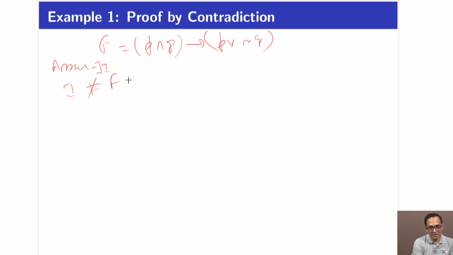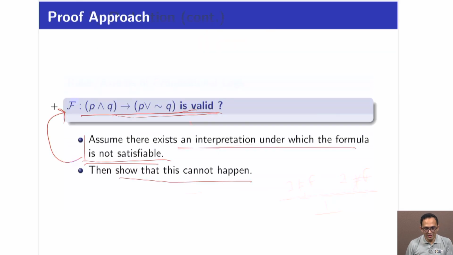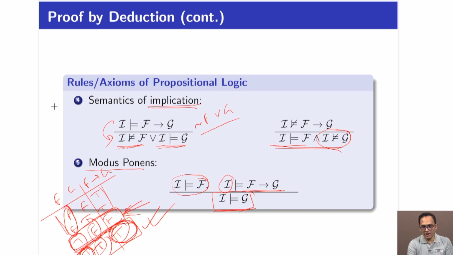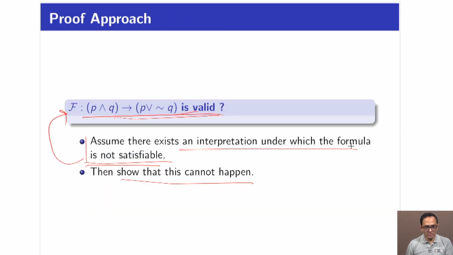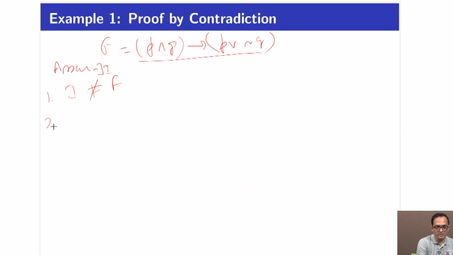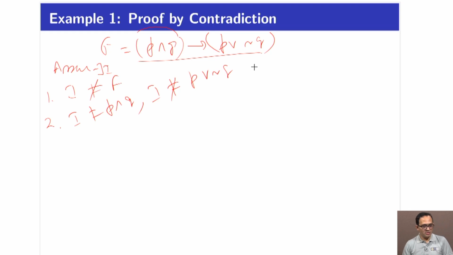So, what I can conclude from here, because this is an implication, right. So, I does not satisfy F, and I will apply this rule. I does not satisfy F, so then I can say that I satisfies F and I does not satisfy G, right. So, if I use that rule here, I can conclude that I satisfies this, which is my F now, P and Q, and I does not satisfy this, P or not Q, right. So, this is what I will get.